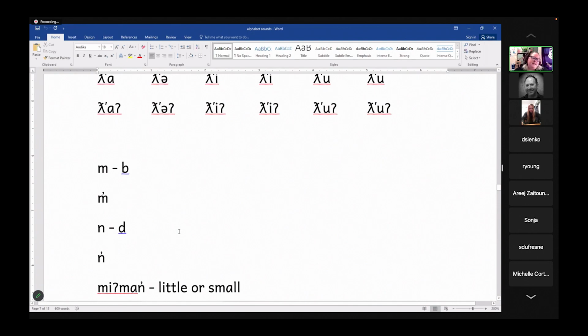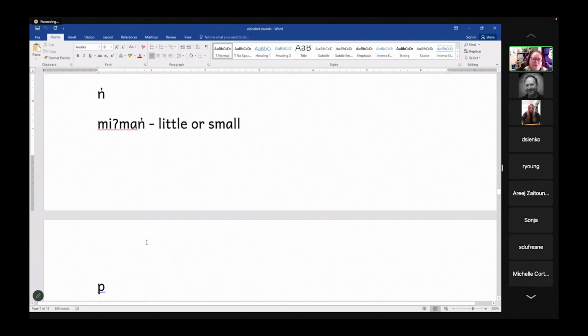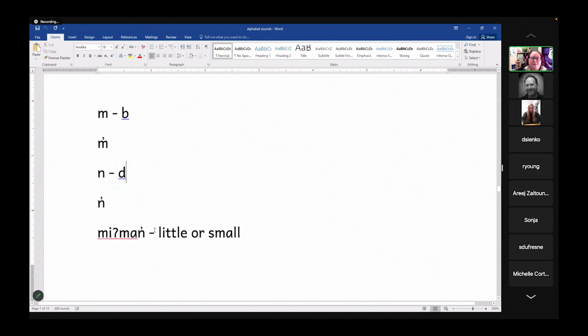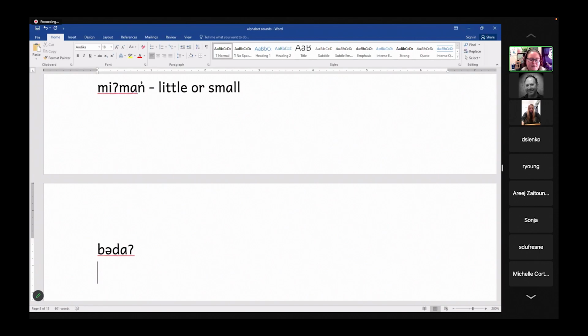Oh, and then we have the M's and the N's, and we don't have any words with M's and N's aside from meatmon. It's the only one we got. Because at some point there was a shift in the language and the M's became B's and the N's became D's. Not to say that it's wrong if you replace them in certain words. Like the word for child, badat, you could say manat, and that wouldn't be wrong.